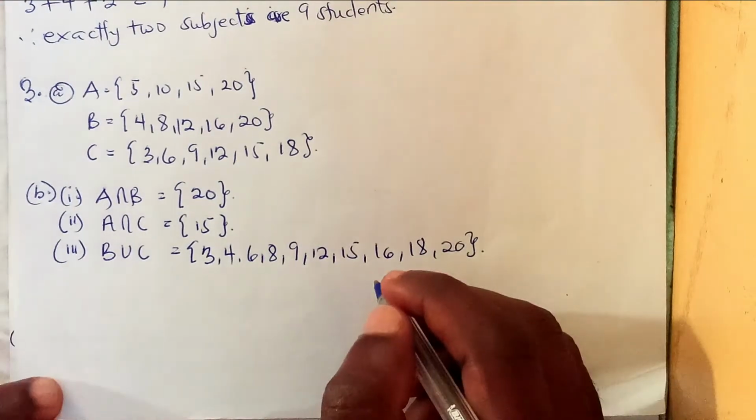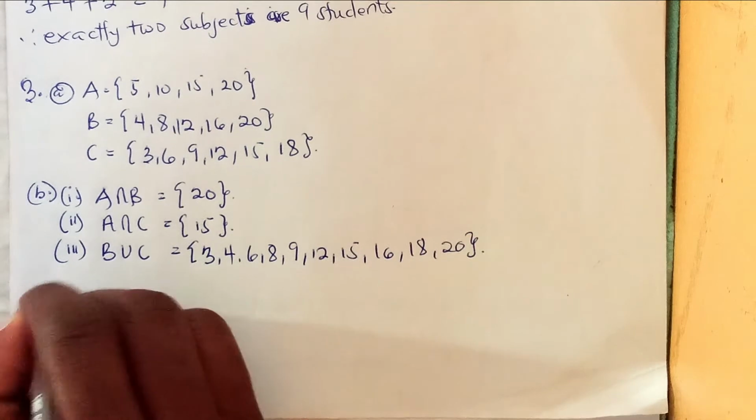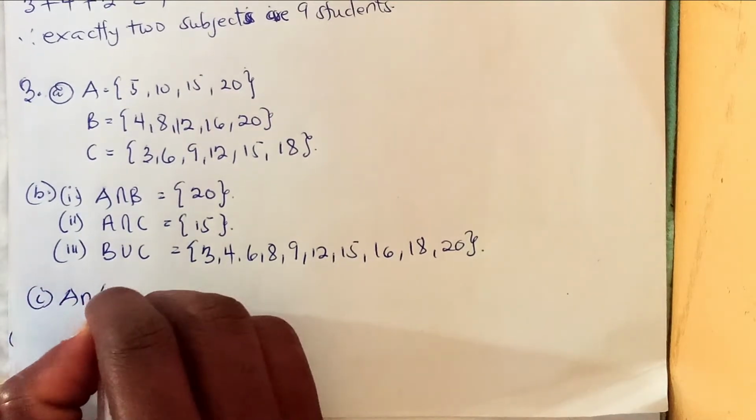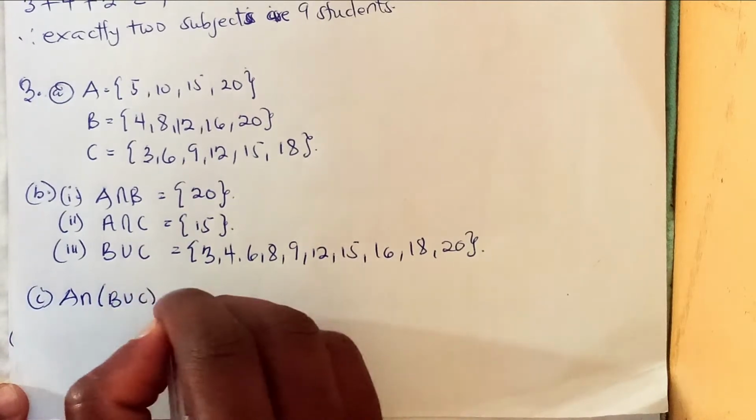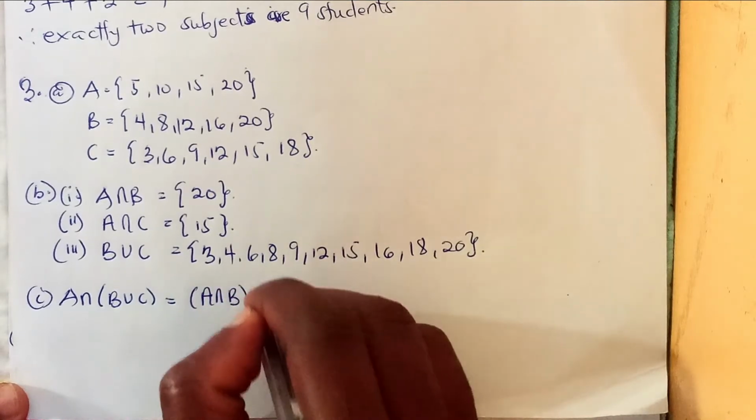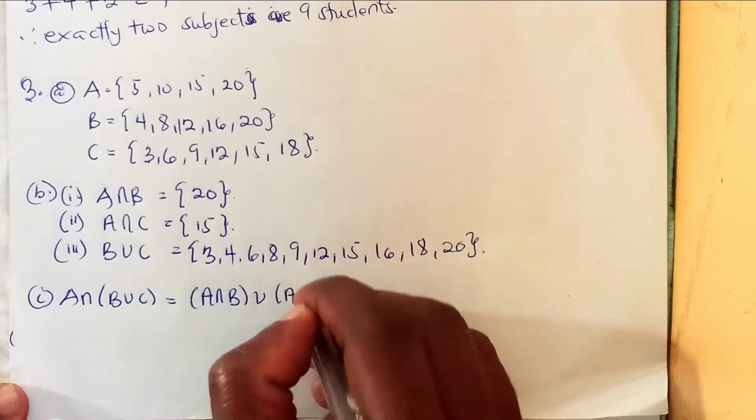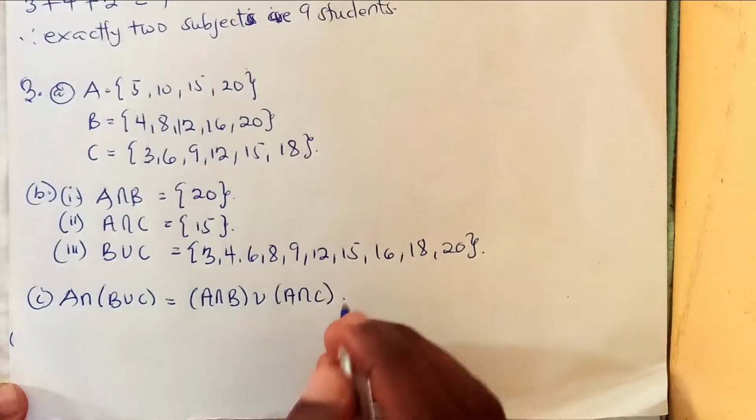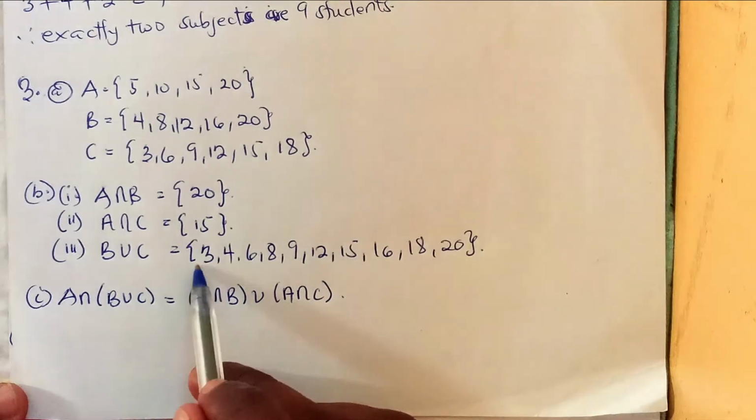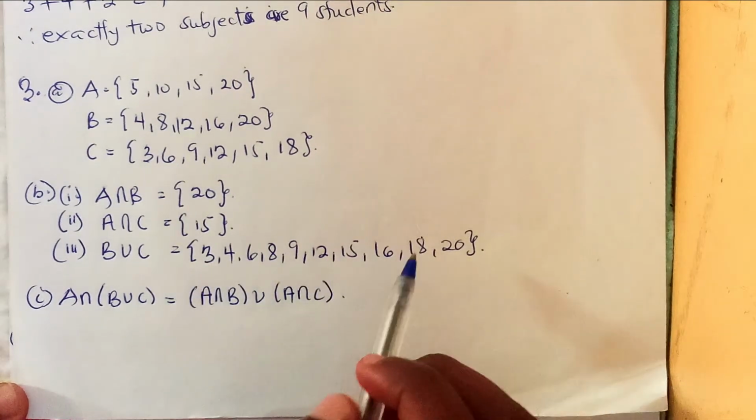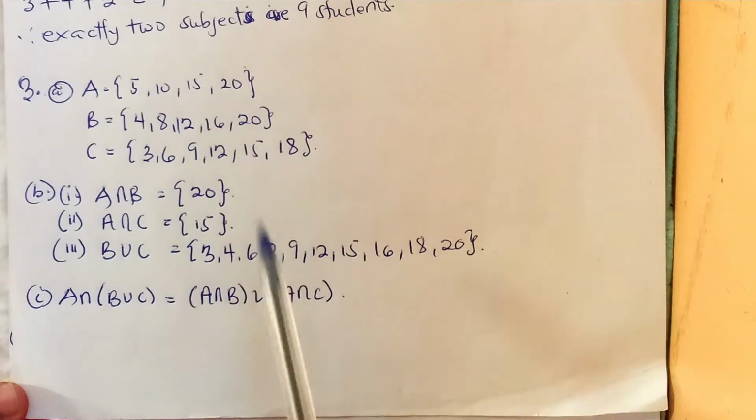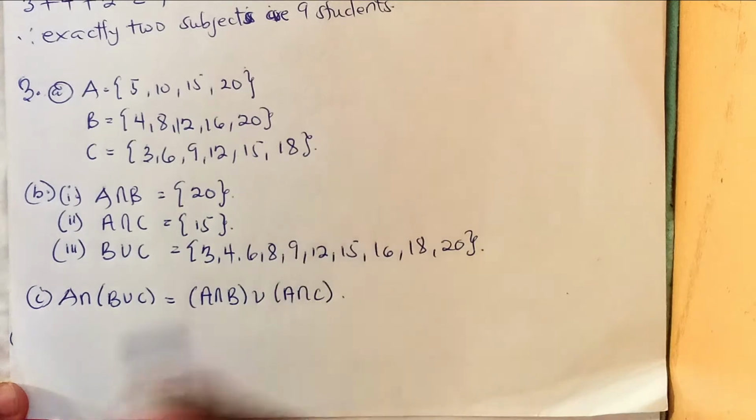C. Using the results in B, we are asked to find A intersection (B union C) equals A intersection B union A intersection C. So let's solve it. We have B union C here, and we have our A here. So now we have to intersect these two. Intersecting these two, let's see.